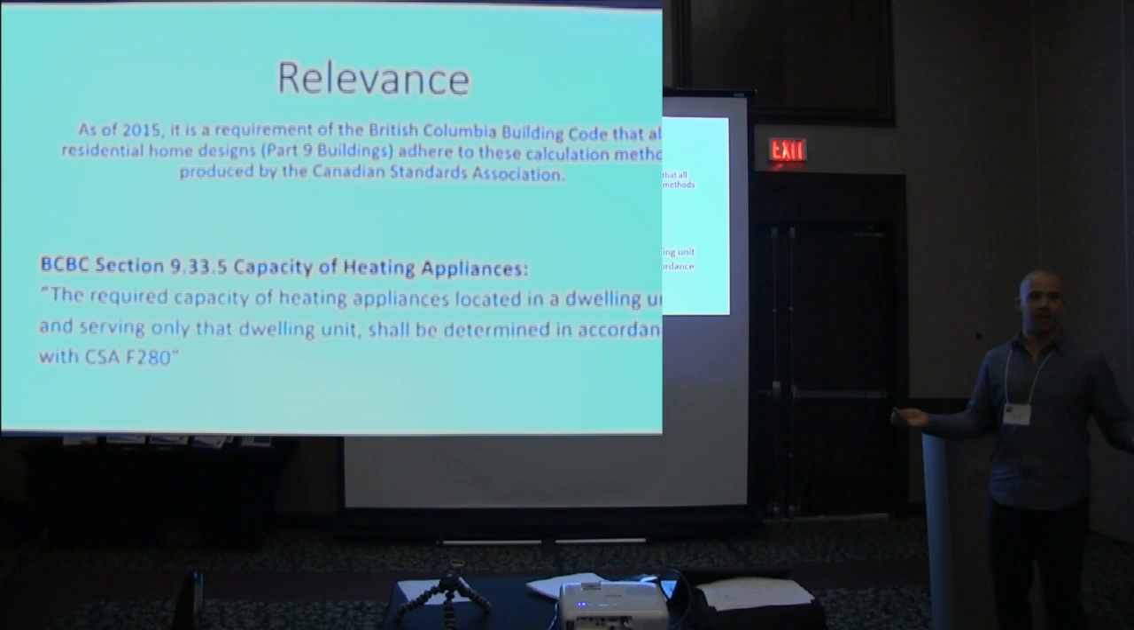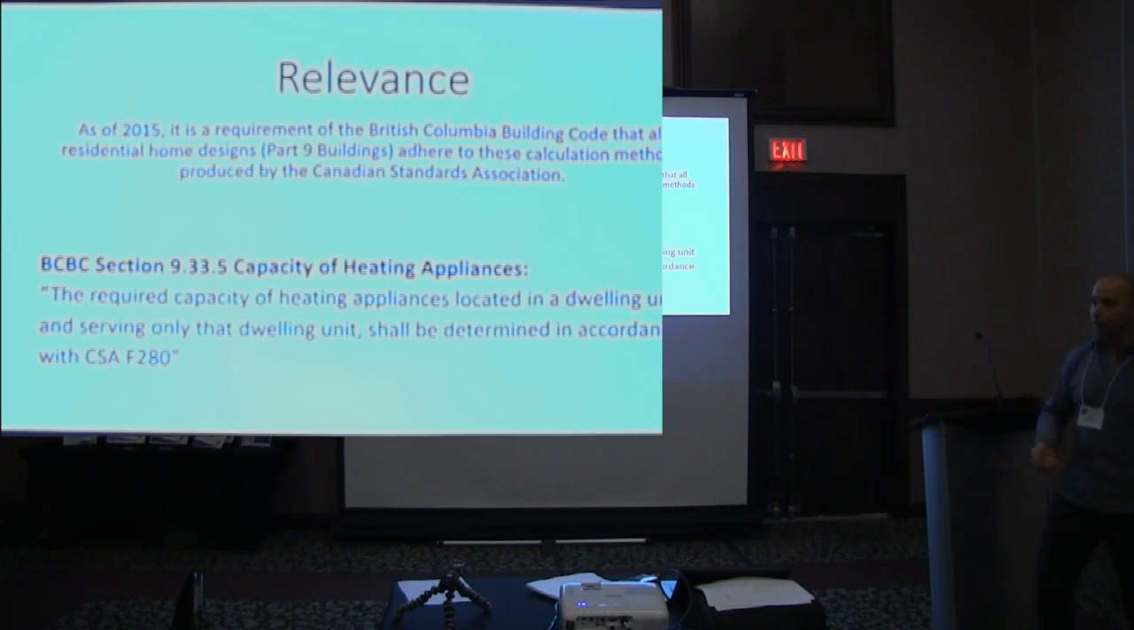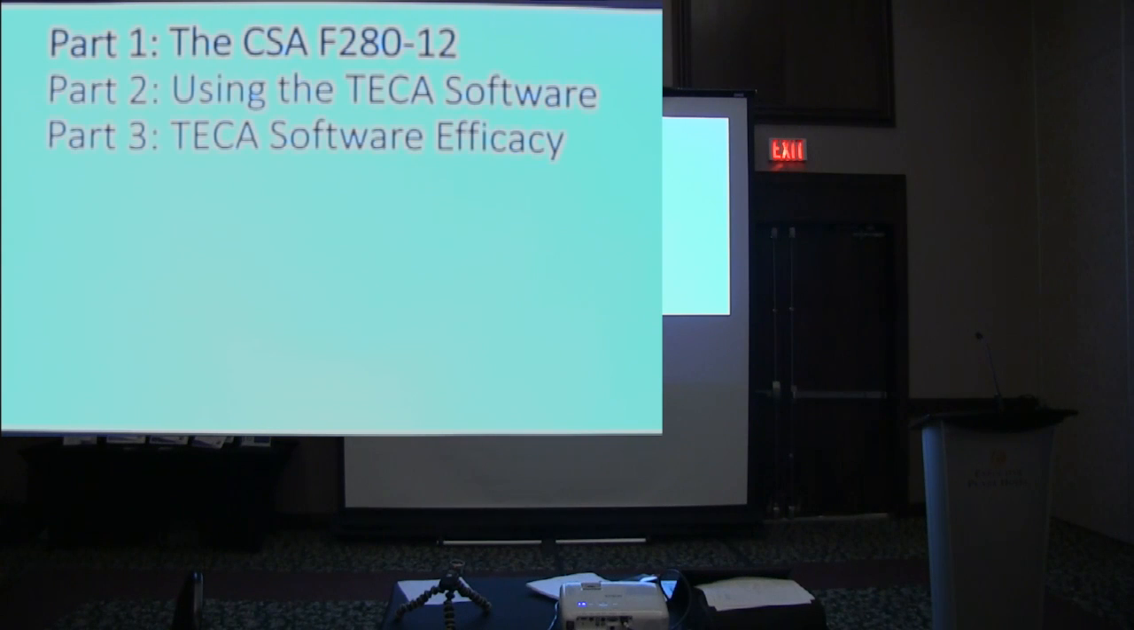I was gonna say, so CSA, you've made this big elaborate heat loss document. Why do we care? Well, it is in the building code, so obviously it's very relevant. I don't know if anyone's familiar with the CSA document. You can go online to the CSA website and buy it for $244. But anyway, it's in the BC Building Code.